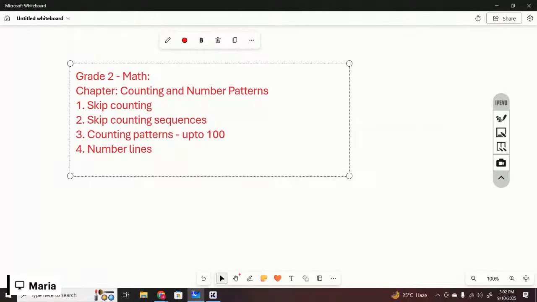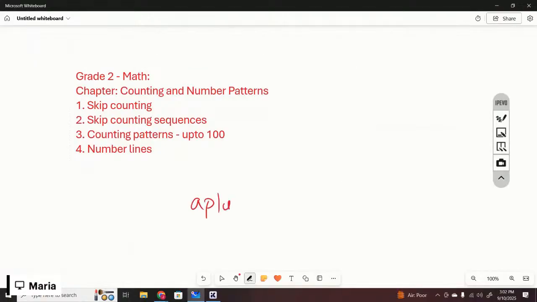We are here for grade 2 math. You can find all the lessons on aplusstudents.com.